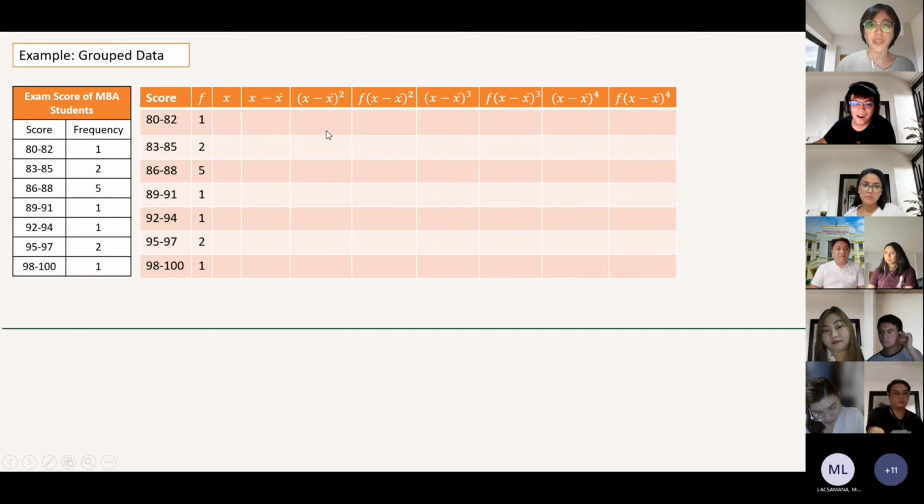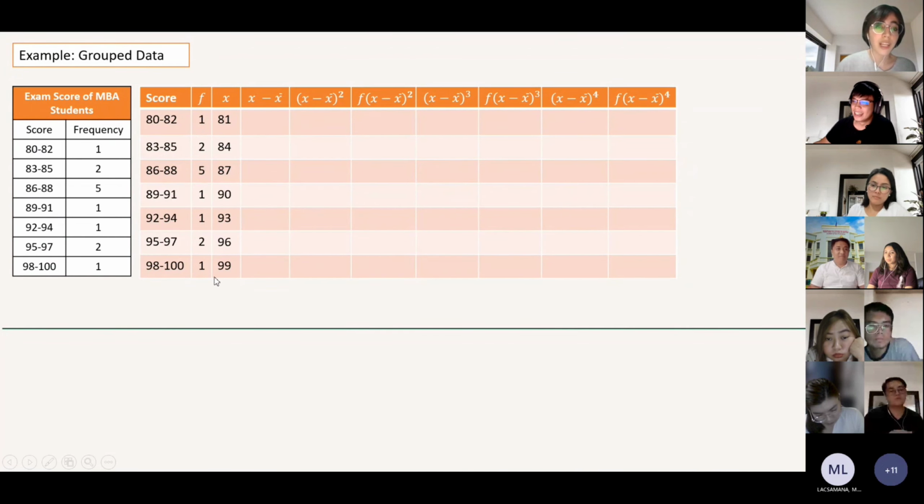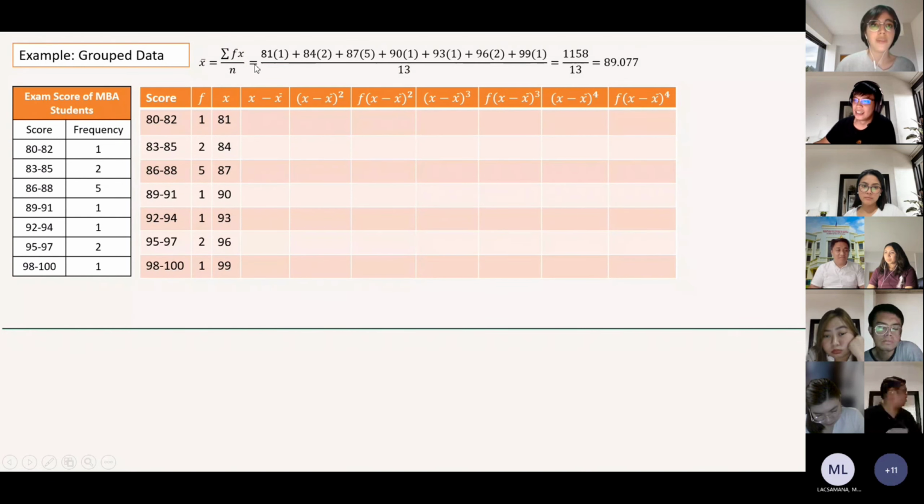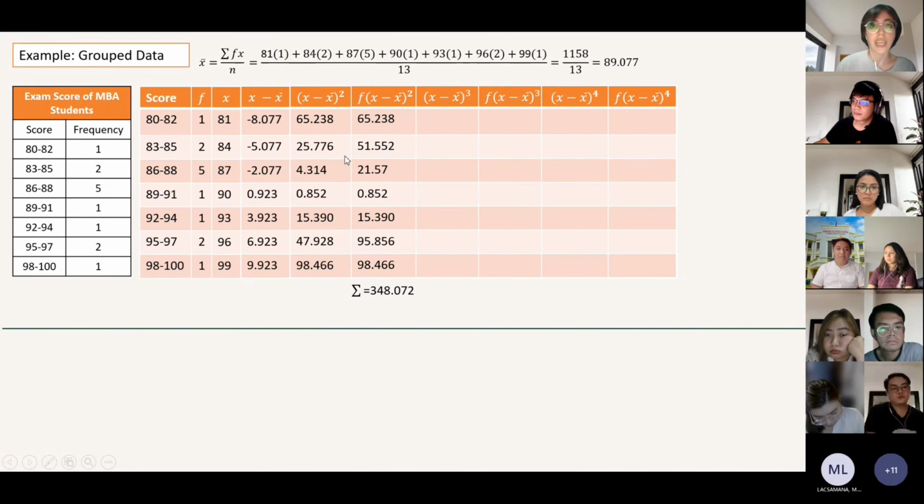1, 2, 3, 4, 5, 6, 7, 8, 9, 10. So, 10 na siya na columns. But still, again, just trust the process ng pagko-compute ng ating skewness and ng ating kurtosis. So, again, nakuha na natin kanina yung value ng x. Then, nakuha na rin natin kanina yung value ng ating mean, which is yung 89.077 for the third column. Nakuha na rin natin siya kanina for standard deviation and variance. Ayan, so ito na yung mismong column natin kanina.